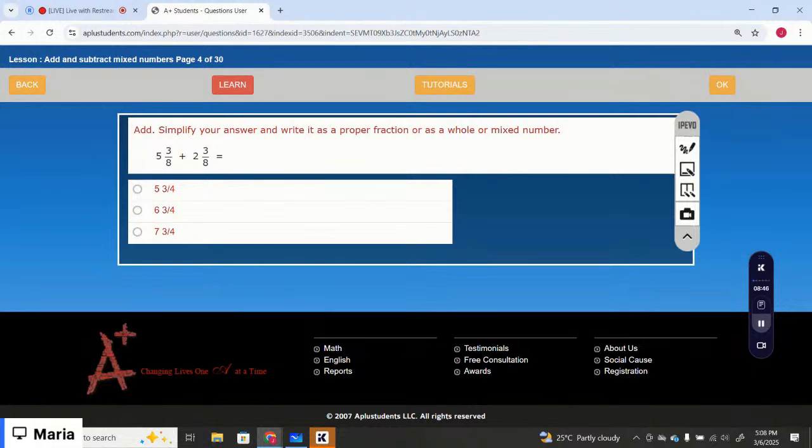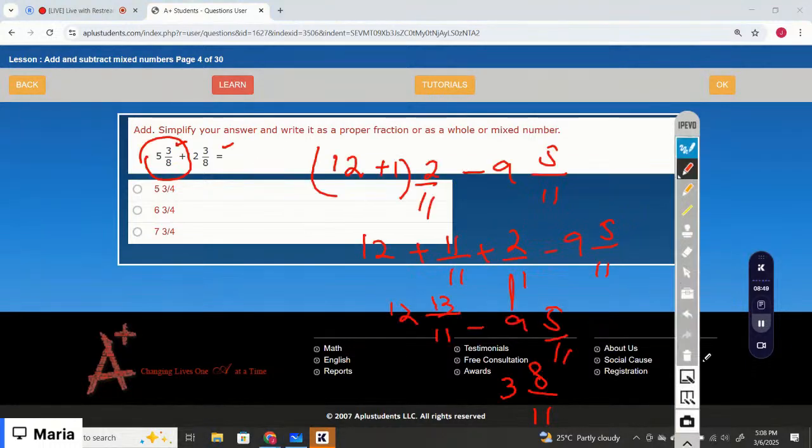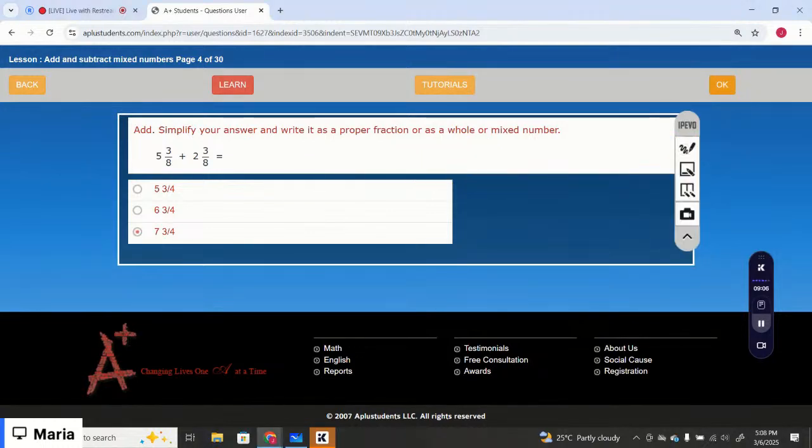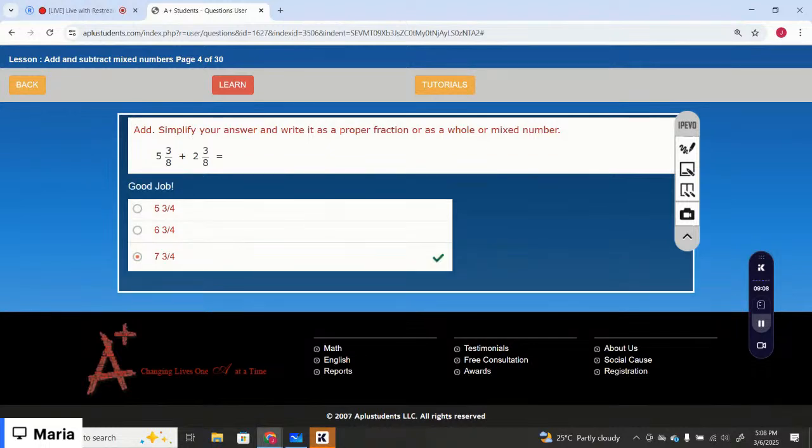Five whole 3 by 8 plus 2 whole 3 by 8. So add the whole numbers. 5 plus 2 is 7. 3 plus 3 is 6. That is 7 whole 6 over 8. You can divide them by 2 because 2 is the common factor. 7 whole 3 over 4. Option number 3 is the correct option. That is 7 whole 3 over 4.